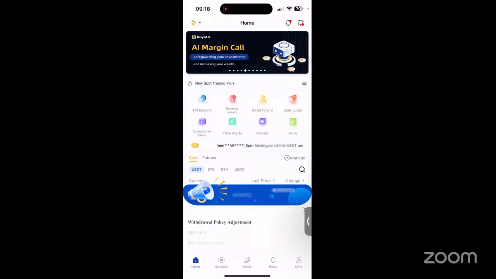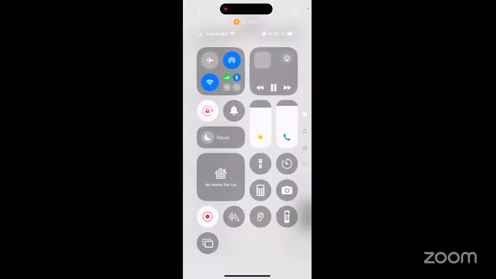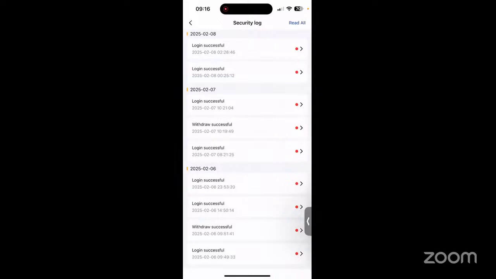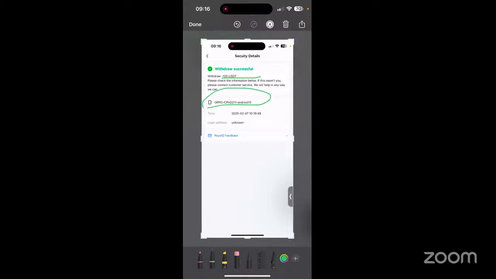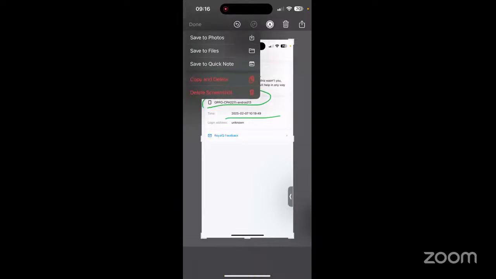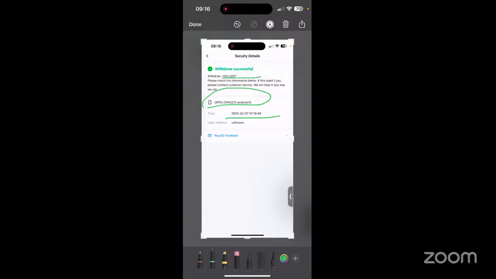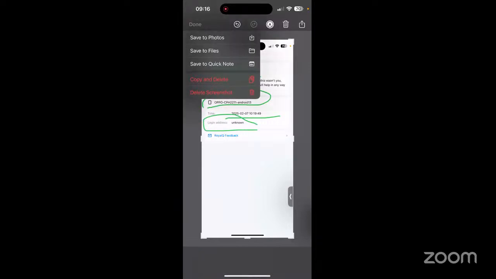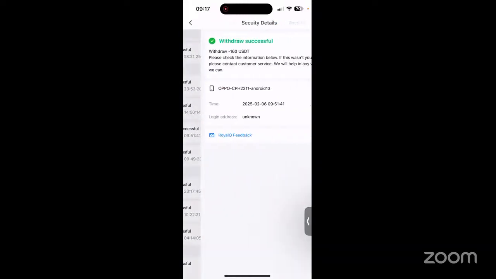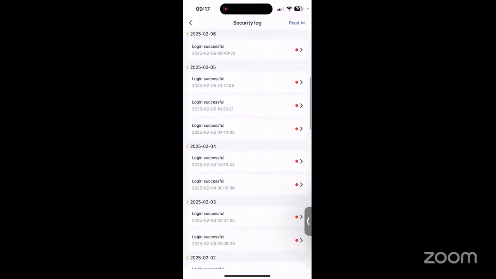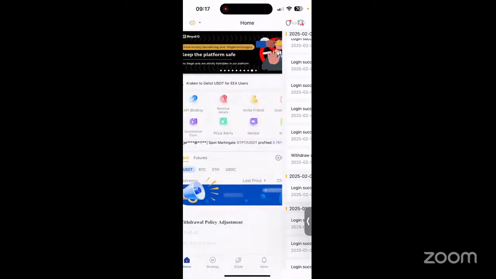So let me see if I can show you the withdrawal detail on this. Yeah, this is withdrawal successful. So you'll be able to see how much was withdrawn, on which device it was withdrawn, and the date and time is also given. If your location is off, you might not see the login address, especially if you've turned off your location on your device. So anytime you withdraw, you'll be able to see how much exactly you withdrew. That is for the security.